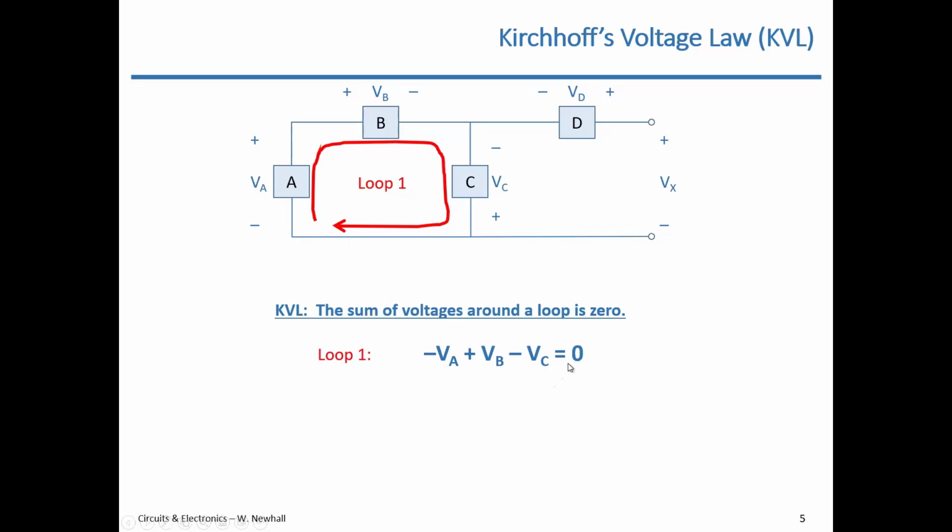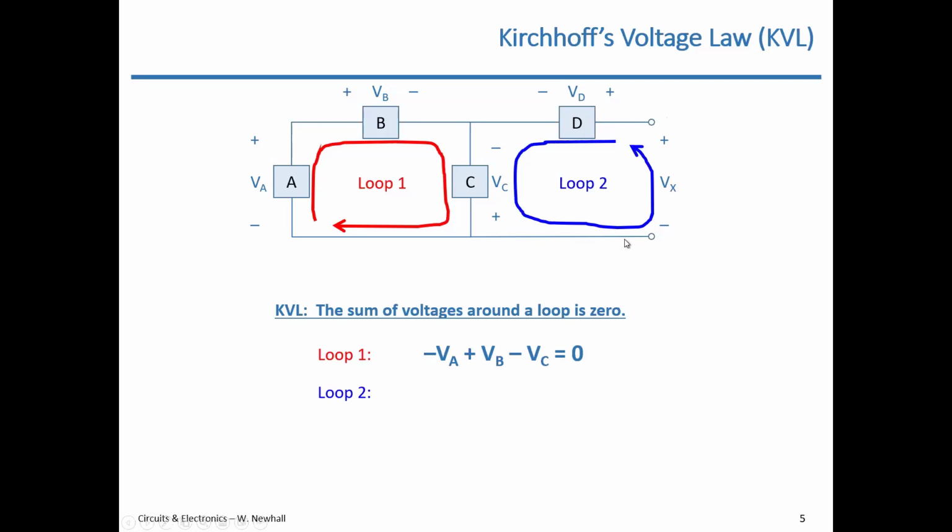Let's write a KVL equation for loop 2. So I've started at the upper right. I chose to go counterclockwise. That's okay. And so let's follow that same process. I'm going right to left here. I hit a plus. I write plus VD minus VC minus Vx, right? I'm going between two terminals. There's a voltage defined between these two terminals. So minus Vx equals 0.